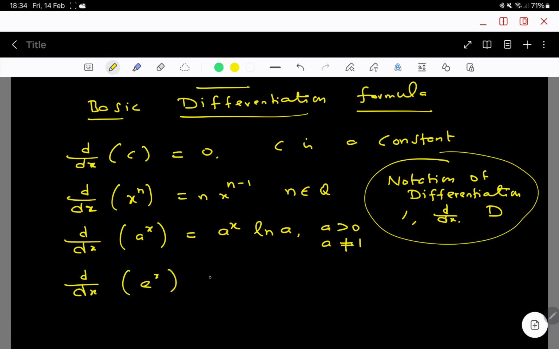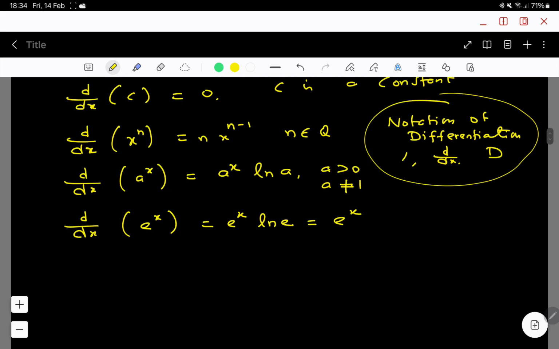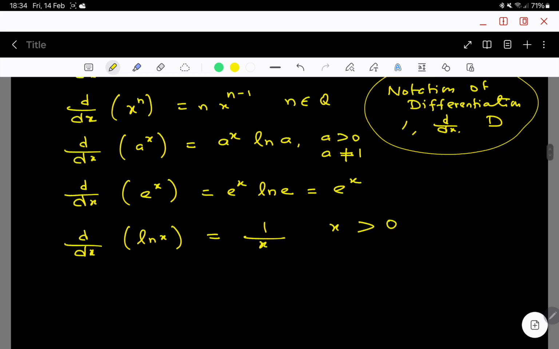So d by dx of e power x is e power x ln e. ln e is 1, so we write e power x. Okay. D by dx of natural logarithm, that is ln x, it is 1 by x. Okay, x should be greater than 0. X not equal to 0 and also not negative.